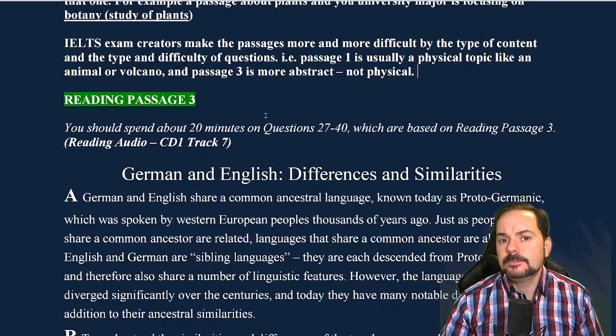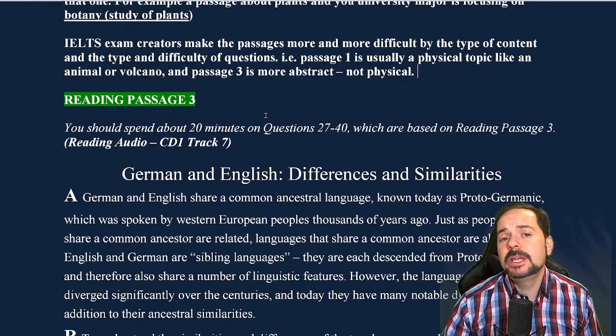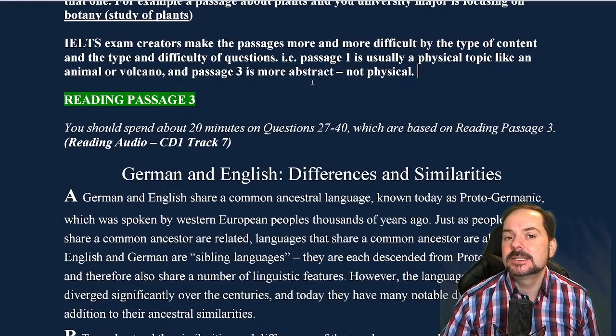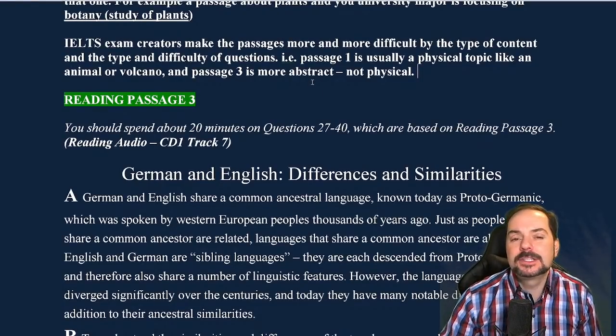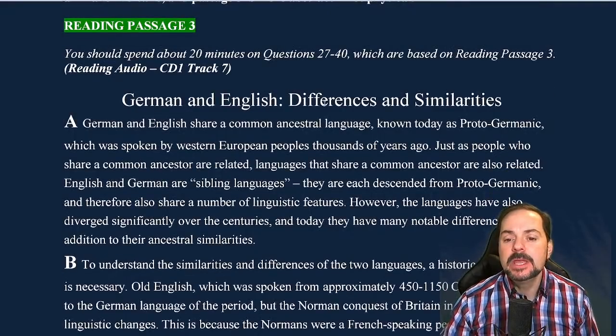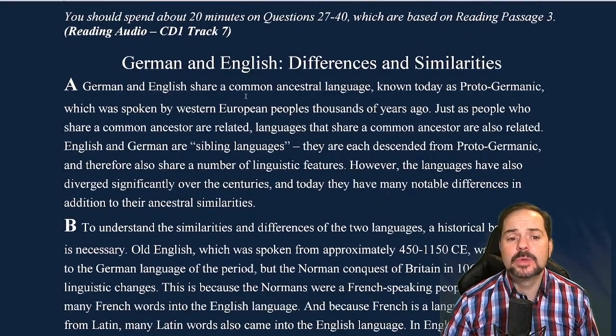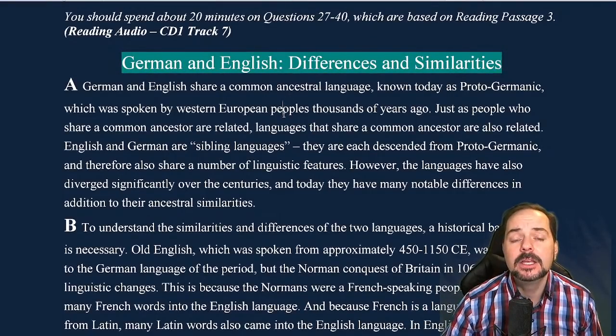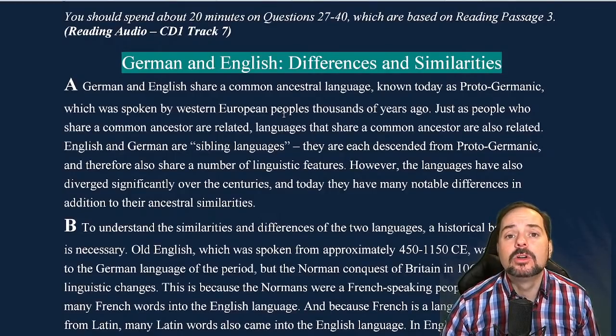And then passage 3 is often something that we can't touch, right? Something that we can't actually see, like an idea or a concept, like talking about philosophy. And in today's passage, we are looking at this topic, and this is a passage 3. It's German and English, differences and similarities. And right away you notice that, oh, okay, this is obviously not a physical object.